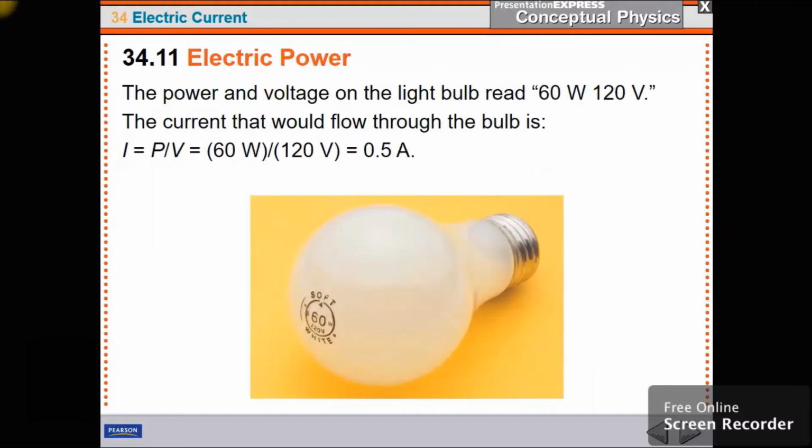There's an example I'm not going to use, but I did want to point out that's an old-fashioned light bulb. I'm sure you've seen light bulbs like it. You might not have any in your house anymore. And right there it says on it, 60 watts.